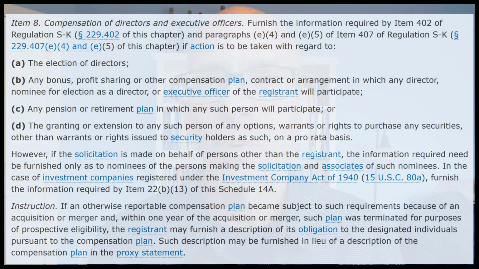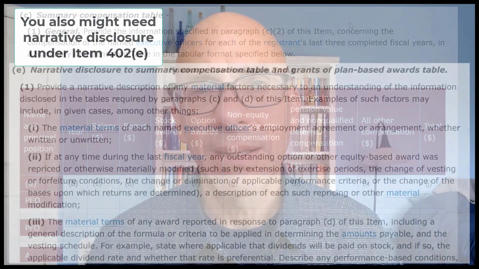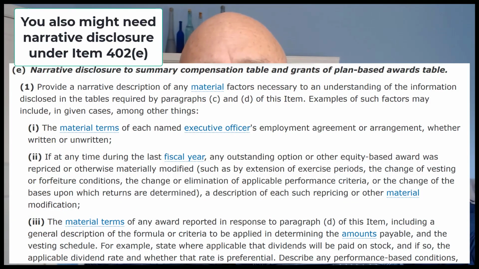Before I bring on Kyoko and Laura to explain further how to put together this table, let's run down some of the basics. Item 8 of Schedule 14A refers to Item 402 of Regulation S-K. So Item 402 is going to be the basis for your summary compensation table, just like it is for all your executive pay disclosures. The summary compensation table is a prescribed table in Item 402(c) of S-K. This is the centerpiece of your pay disclosures for your named executive officers.